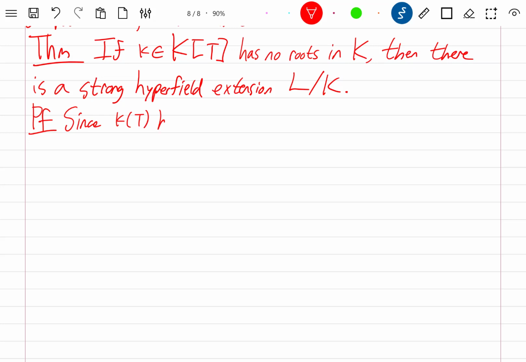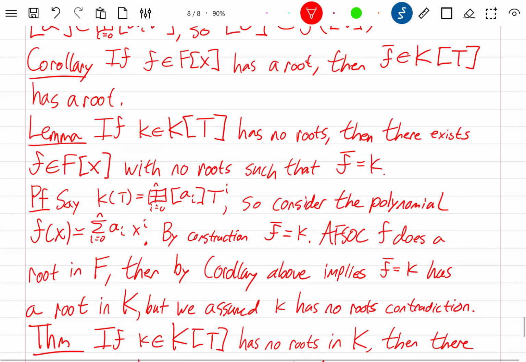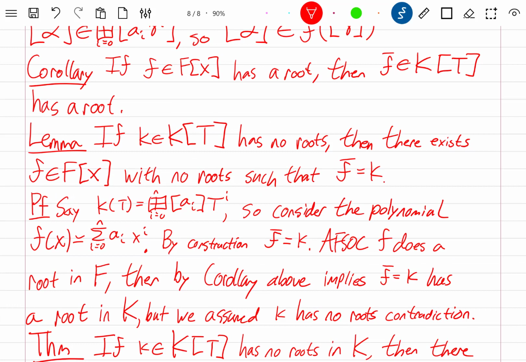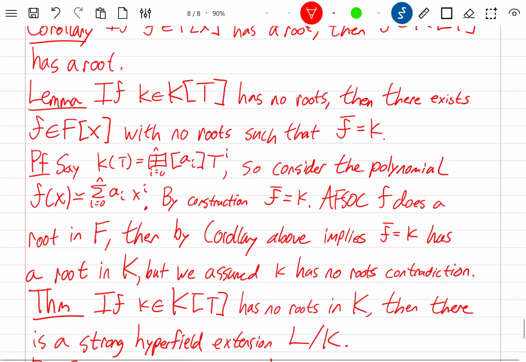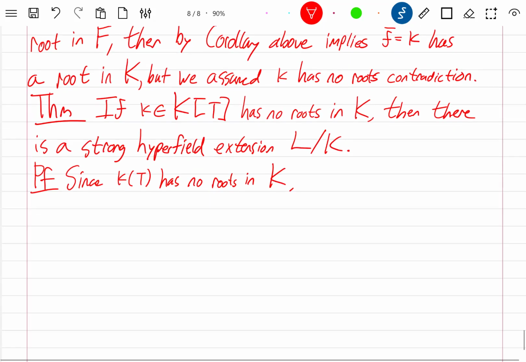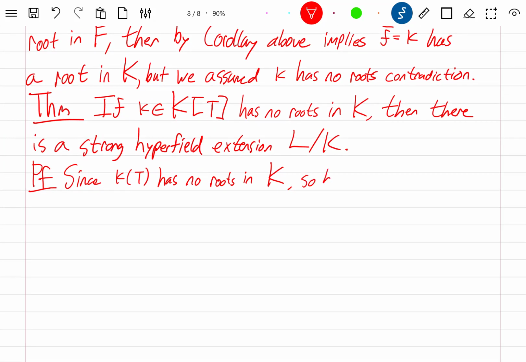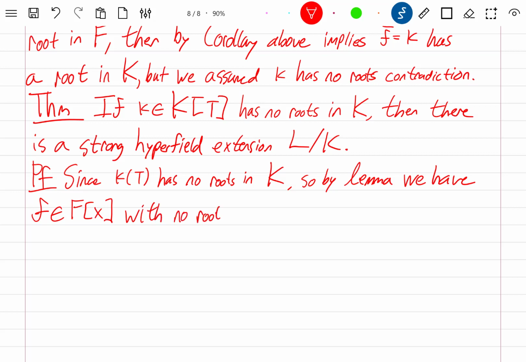Since little k of t has no roots in k, we can use this lemma. If k has no roots, then we can find a polynomial in F with no roots. So by our lemma, we have some little f in F of x. So now we have lifted up to a polynomial over a field with no roots in F.